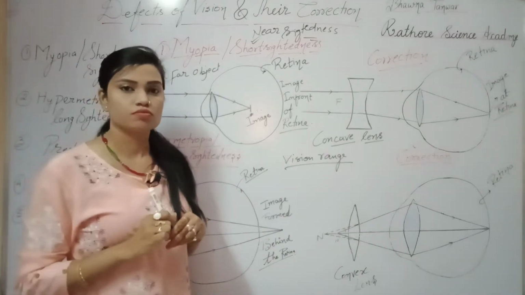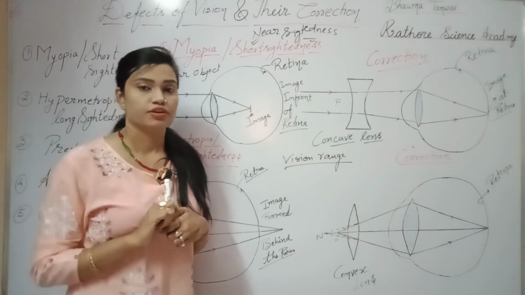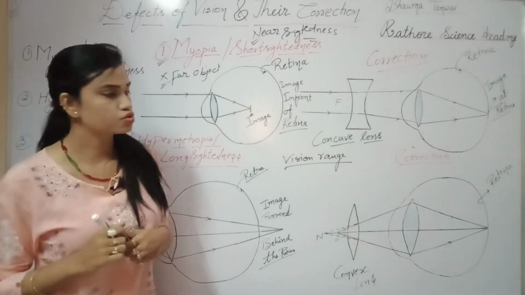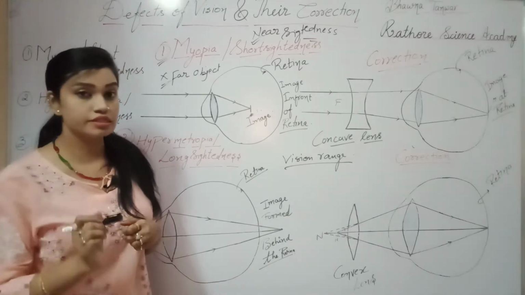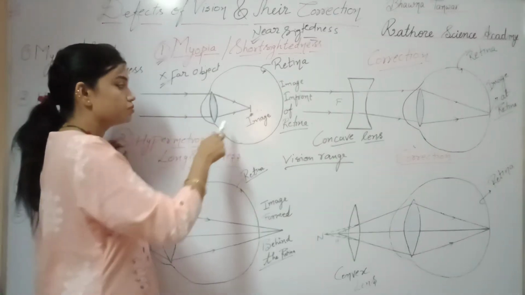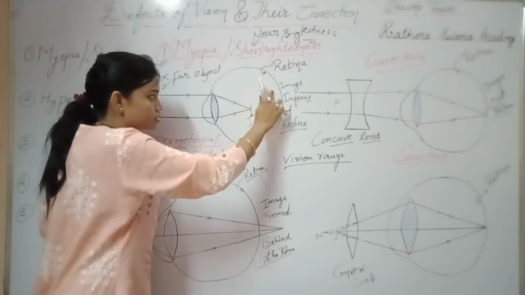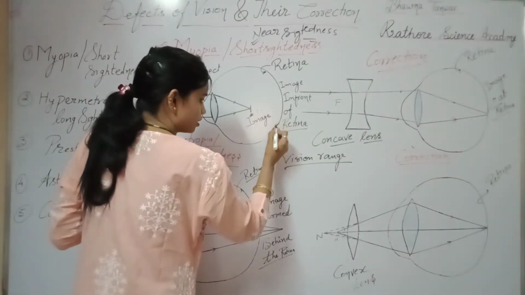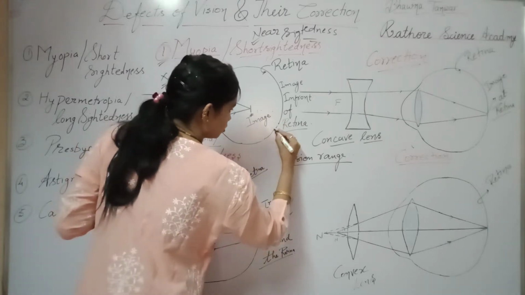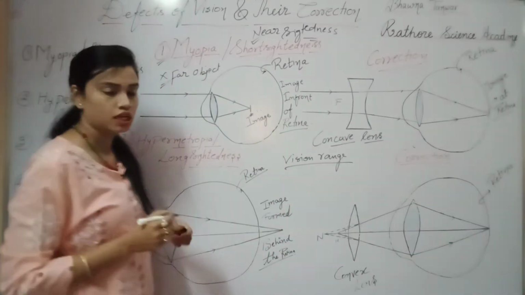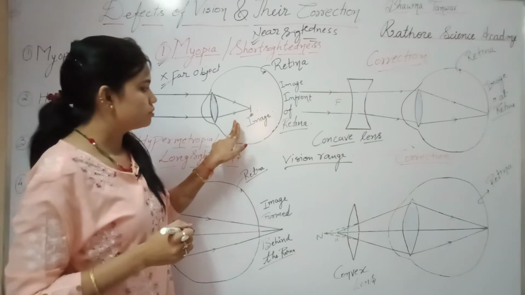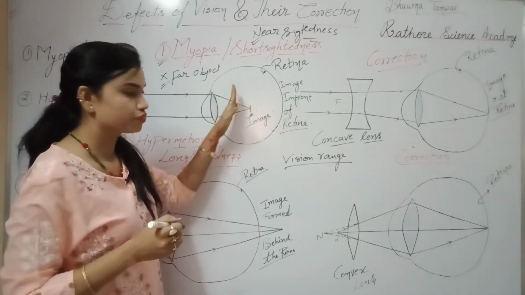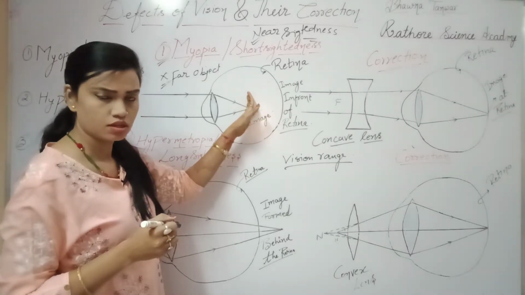Why did it happen? If there is a defect, there must be a reason for that. The first reason is that the eyeball becomes larger in size. So what happens if the eyeball becomes larger in size? The image will form before the retina.